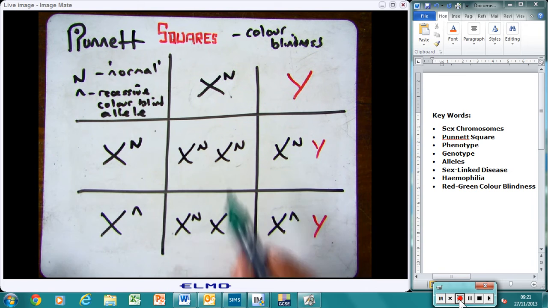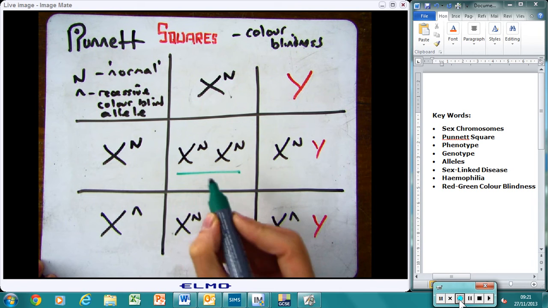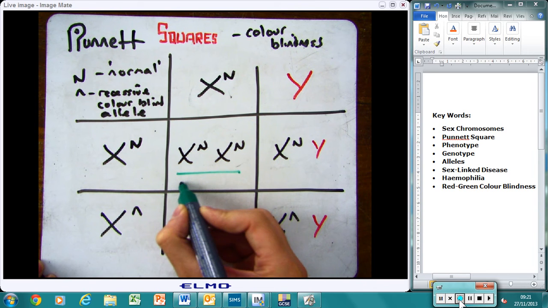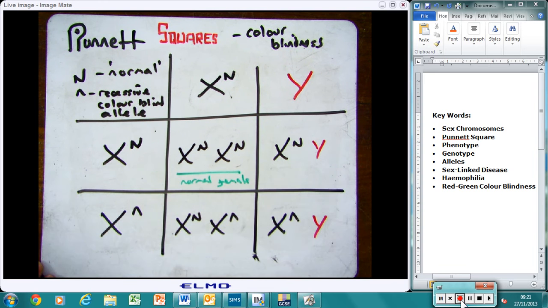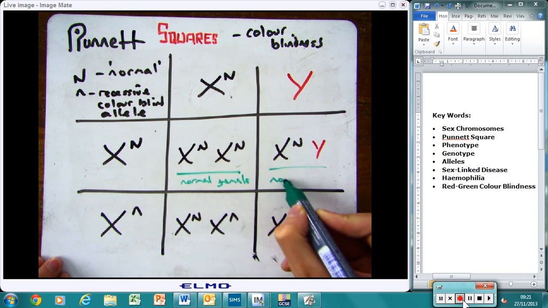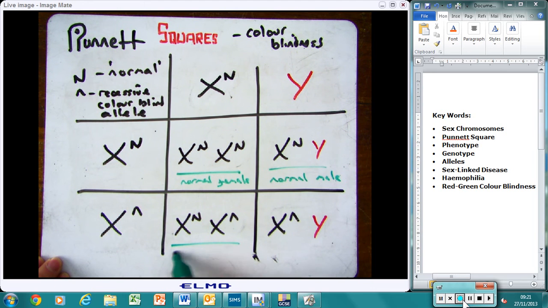So this would show you that there is a 25% chance of being a completely normal female. A 25% chance of being a normal male. A 25% chance of being a carrier. And a 25% chance of a colourblind male.